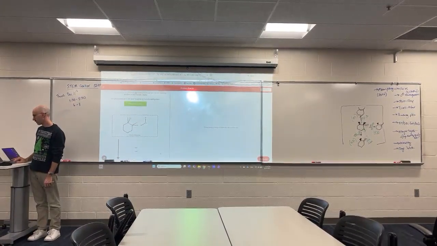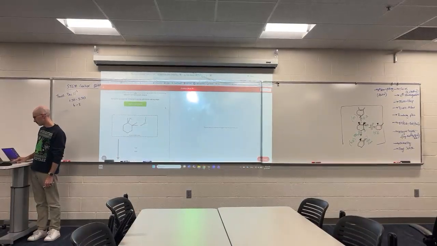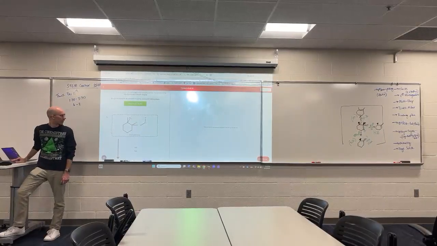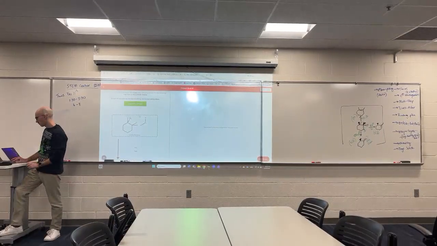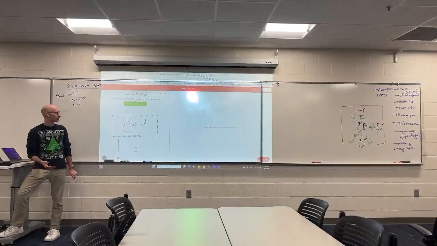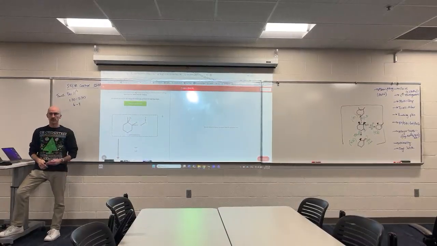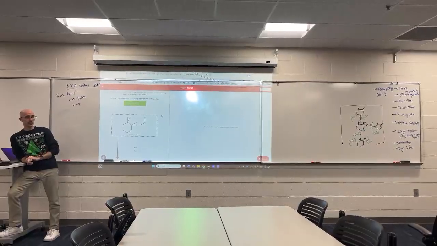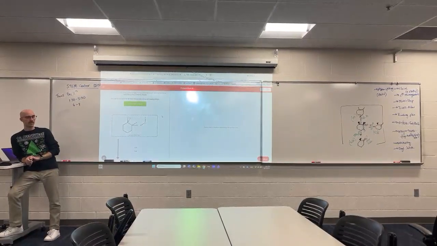Before we even look at what it wants us to draw, why can't I zoom in? Are you not able to zoom in on Active? What the heck? Okay, I wanted to zoom in, but actually let's go back to analyzing SN1, E1, SN2, E2.